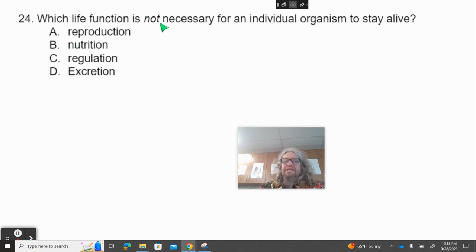24. Which life function is not necessary for an individual organism to stay alive? A, reproduction, B, nutrition, C, regulation, D, excretion.